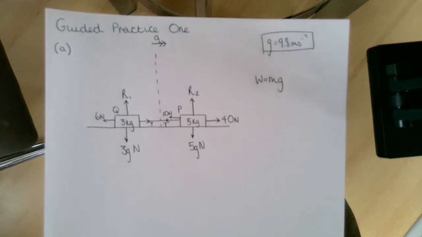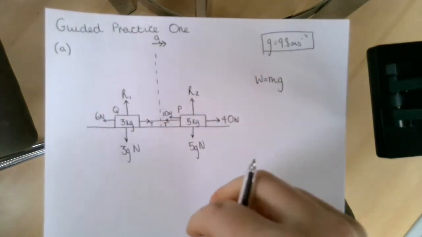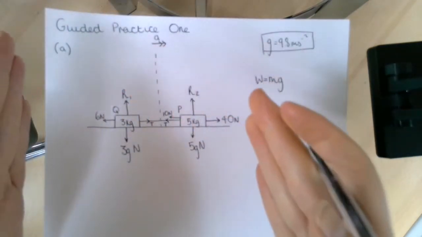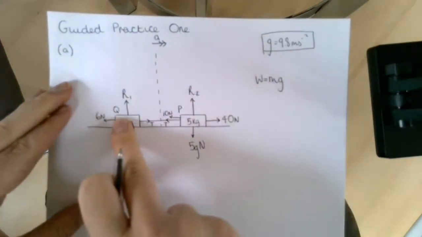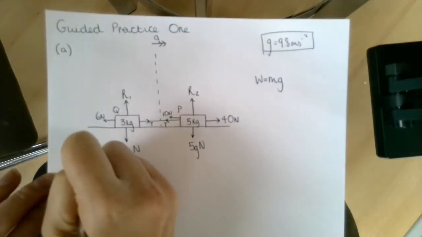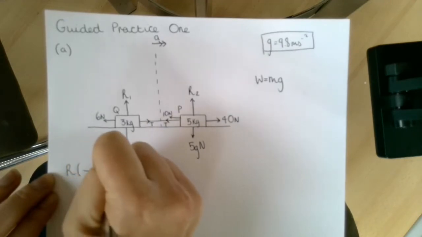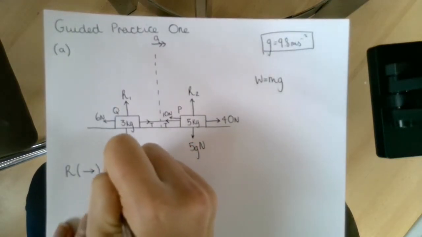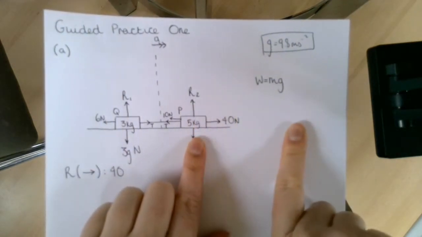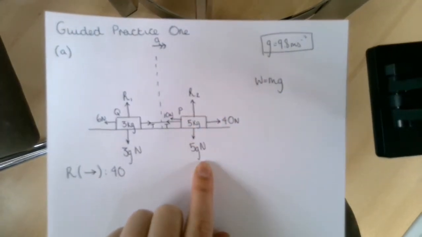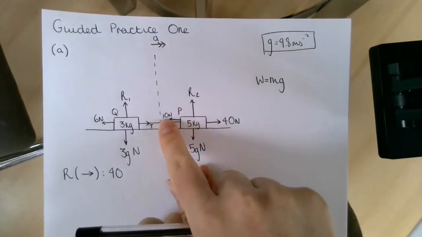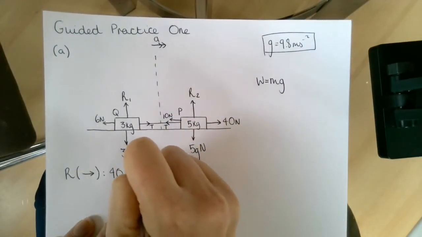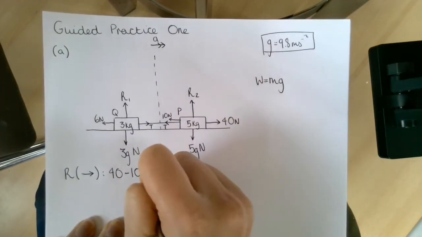Part A asks us to find the acceleration of the particles. We're going to resolve horizontally using F equals ma for the whole system. So resolving horizontally for the whole system, our resultant force, we've got 40 newtons going in the right direction, in our positive direction. We're going to subtract the friction force for P, which is 10 newtons, subtract 6 newtons, our friction force for Q.